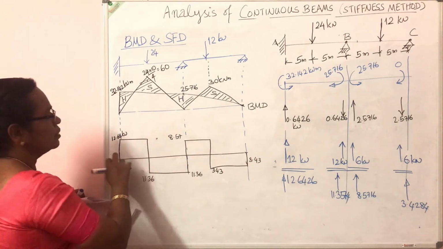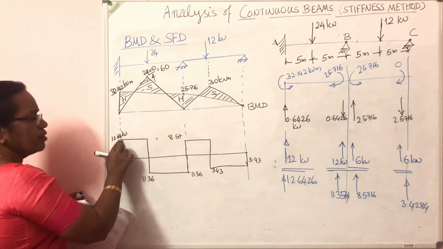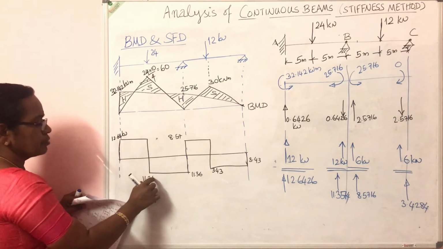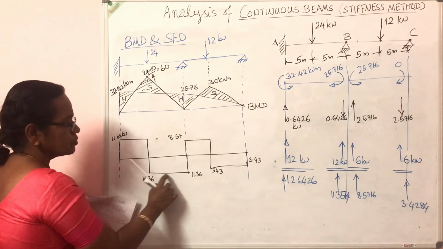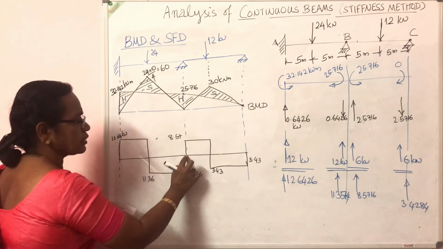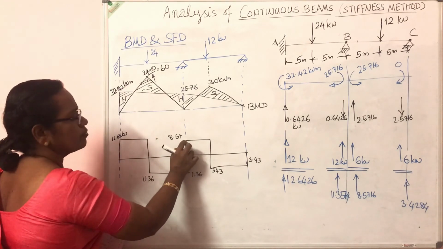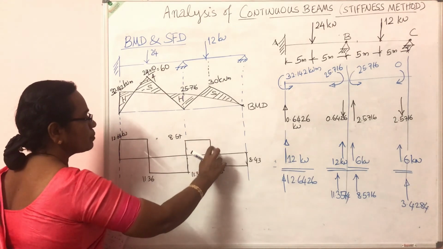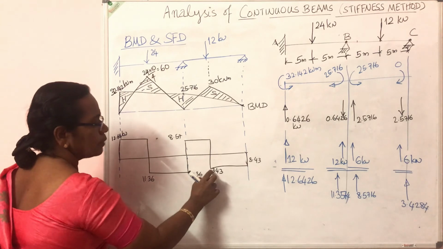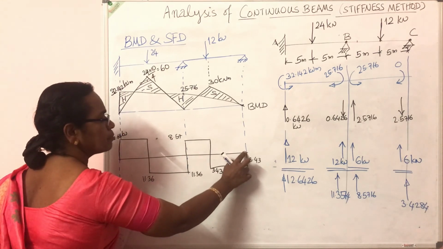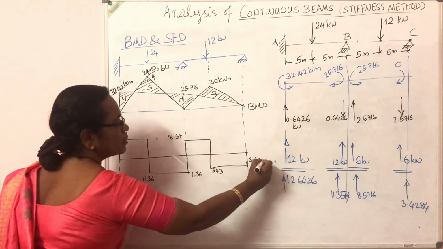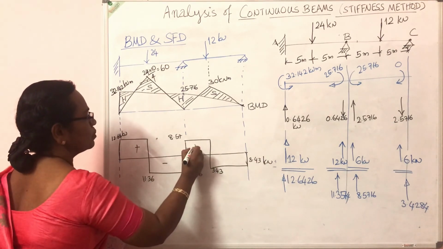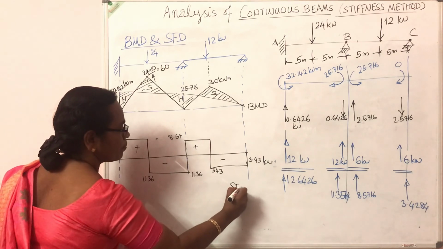So starting from the base, 12.64 upwards. After this, there is no load. Minus 24, so it will come to 11.36. There is no load. Then 11.36 reaction upwards. Again 8.57 reaction upwards. No load. 8.57 minus 12, 3.43. After this, there is no load. Then go up by 3.43. So this is the shear force diagram. Above the line positive, below the line negative.